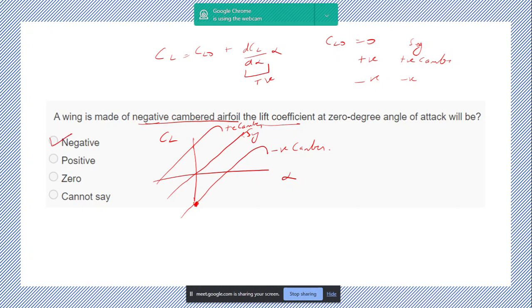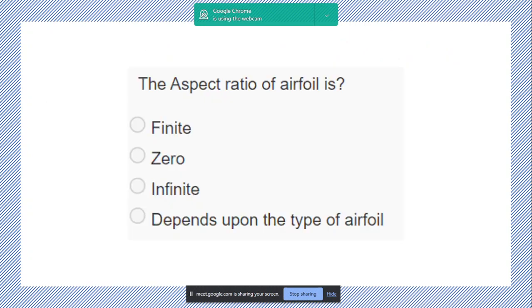Where do we use a negatively cambered airfoil? I am not sure of the answer either. Car ground spoiler, yes, but in aircraft do we use it anywhere? Okay, I'm not sure either. Let's just look into it. We'll see. Okay. Next question.